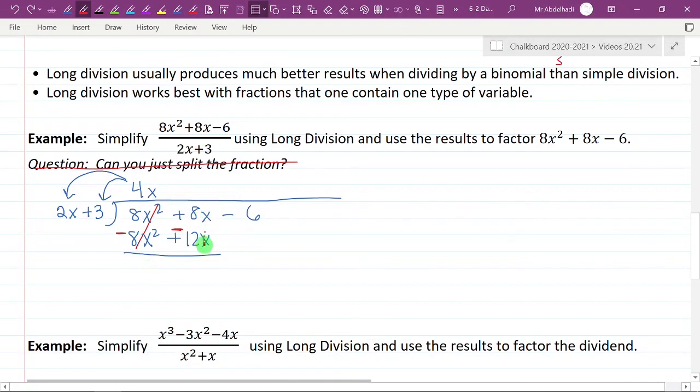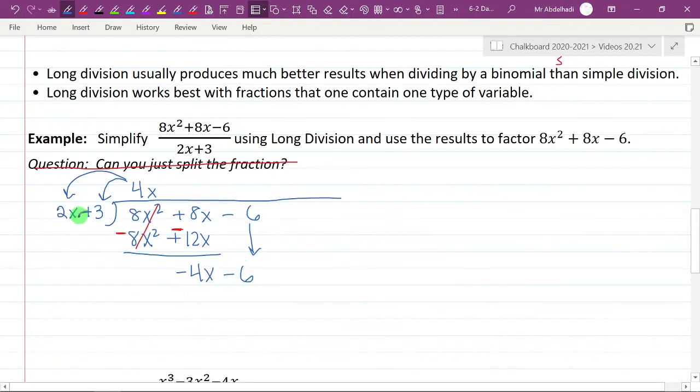What's 8x minus 12x? It's negative 4x. And now, just like in long division from middle school, you're going to bring down this negative 6 here. So bring down the negative 6. Now, you look at this and say, all right, first term into the first term, what would you multiply by 2x to get negative 4x?